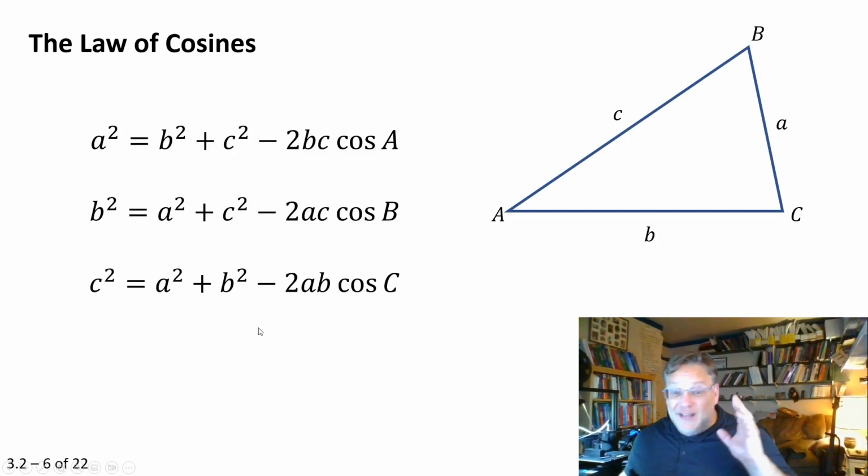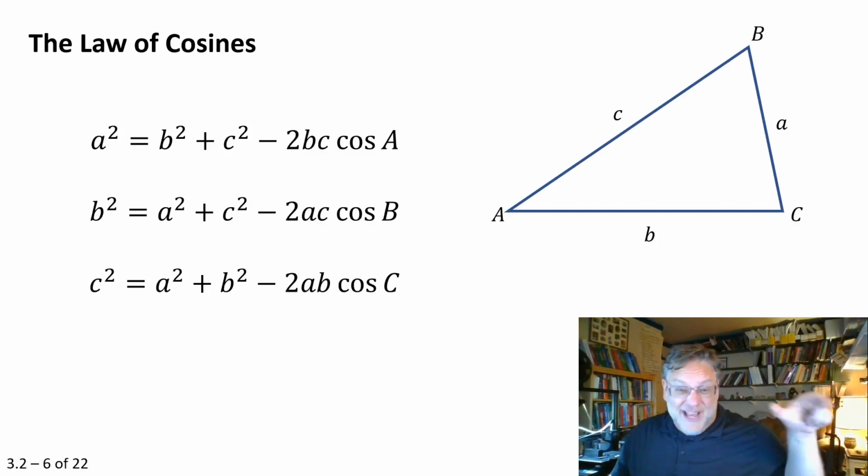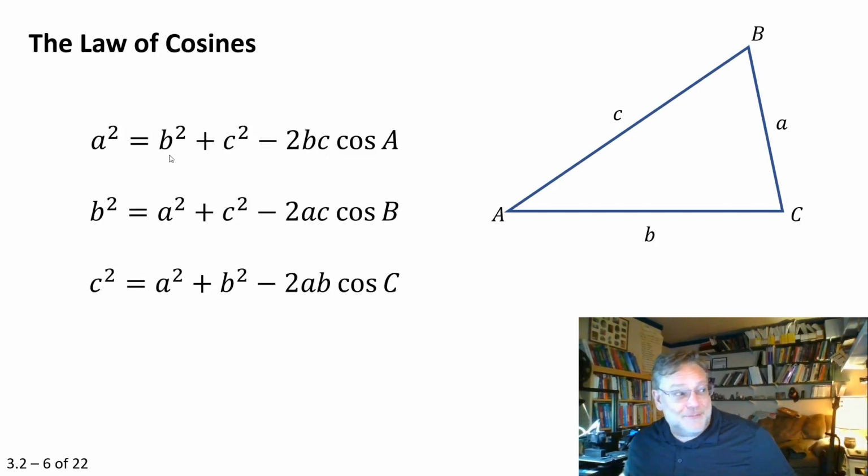Notice that unlike when you solved the Pythagorean theorem for a squared and you got minuses on the other side, that doesn't happen with the law of cosines. It's always a plus sitting here. So a squared is equal to the sum of the squares of the other two sides, b squared plus c squared, minus 2bc cosine A. Notice that for each of these three, we have all three letters represented.